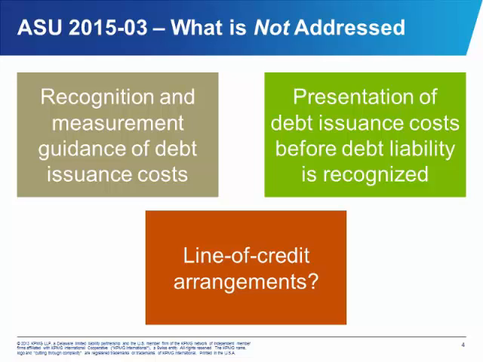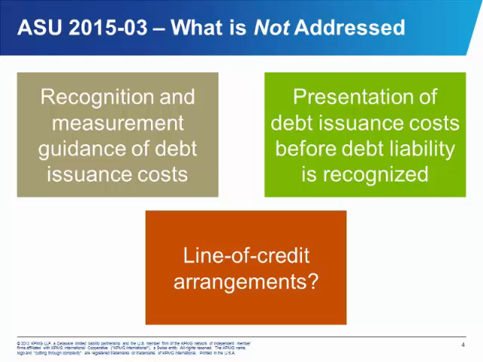Well, that's interesting. So what happens then for line of credit arrangements? Will entities need to move debt issuance costs back and forth between assets and liabilities depending on whether they have amounts outstanding under the arrangement? That's a good question, and actually one that the SEC commented on at the EITF meeting back in June 2015.